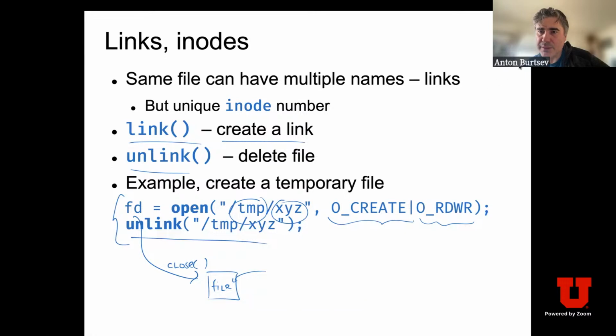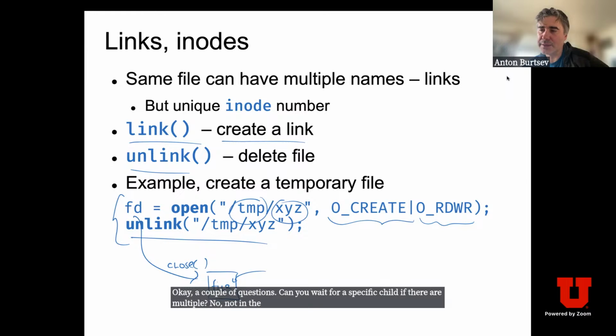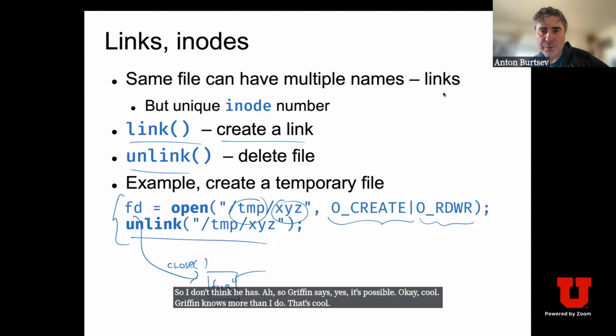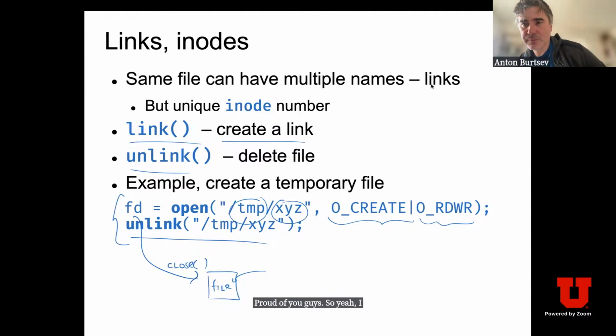Can you wait for a specific child if there are multiple? No, not in the x86 interface. And I don't think POSIX supports it, although I don't have encyclopedic knowledge about POSIX. So Griffin says, yes, it's possible. Okay, cool. Griffin knows more than I do. That's cool. Proud of you guys. So yeah, I didn't know, but cool.